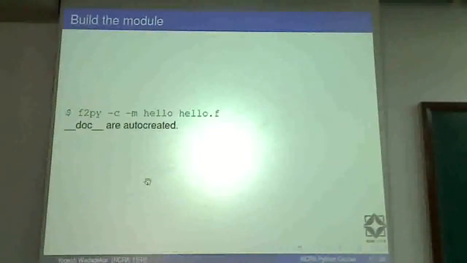Okay. So in order to build the module, what you do is issue this command, f2py -c -m. Minus m indicates it's a command line keyword for f2py. It indicates that you want the module to be called hello, okay? The module that you're generating. And this is the name of the Fortran file that you will use.